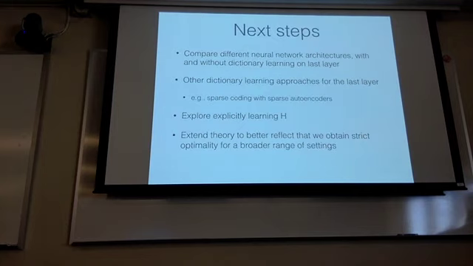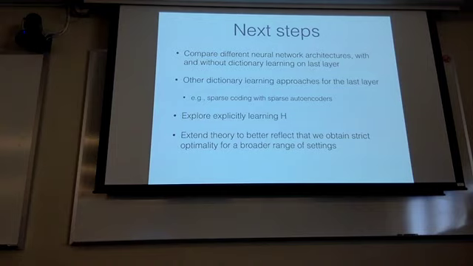So some natural next steps: how true is this? Is this actually true if we start moving to more complicated neural networks? Let's imagine we now add another layer, maybe a two-layer neural network. Is it still useful to have this dictionary learning layer on the last layer? We can look at other neural network architectures and add the dictionary learning or not add it, and see how that impacts performance.